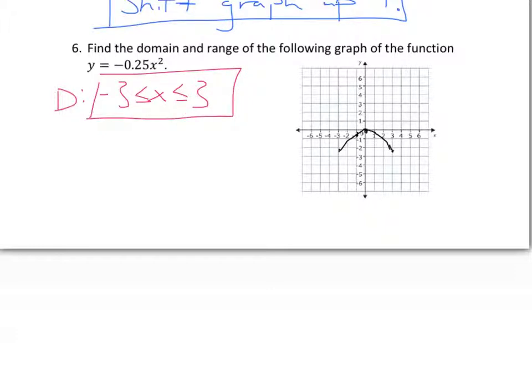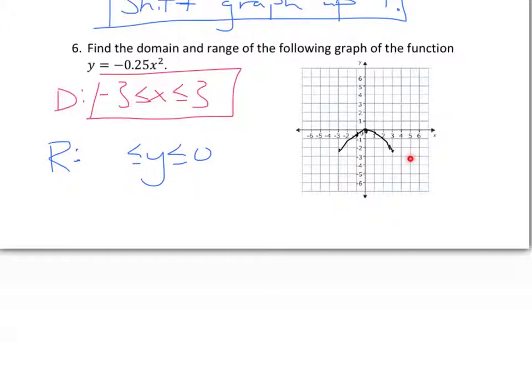All right, and then we'll also work with the range. Remember, for the range, we're only looking at the y's. We just want to know for what y's is this true. Well, we see that the vertex up here, the maximum, is at 0, 0. So the highest point for the range is going to be 0. All right, but we need to find that lowest point. Well, we see that it looks like it's around negative 2, but we don't know if it's quite there.